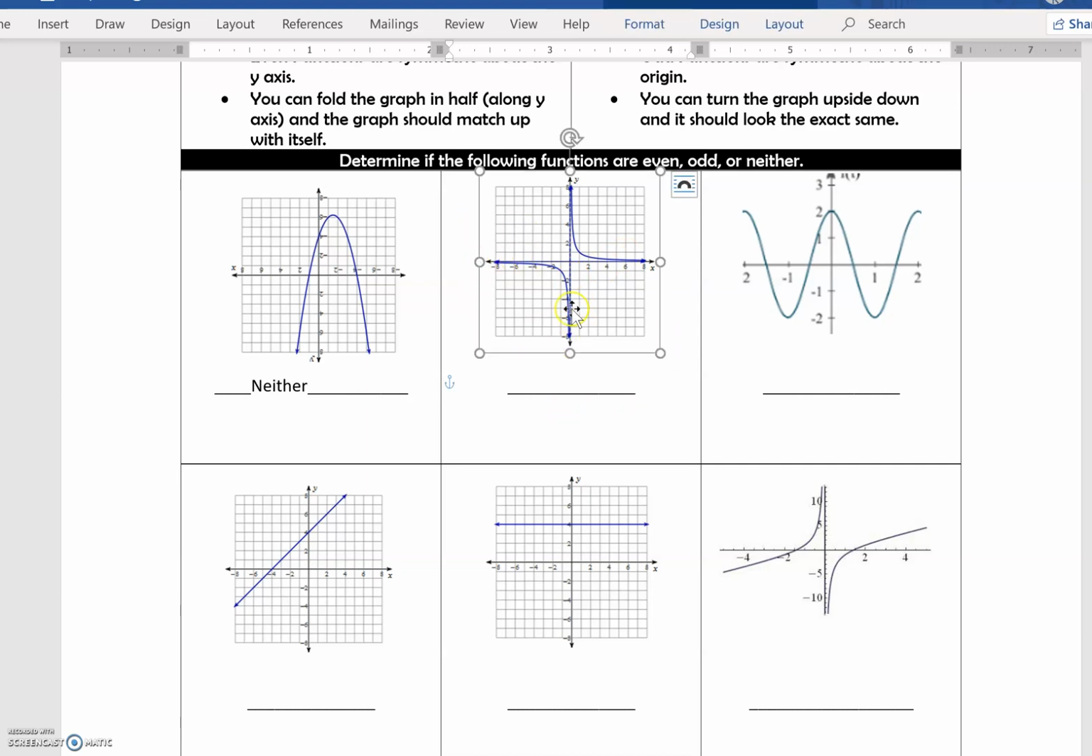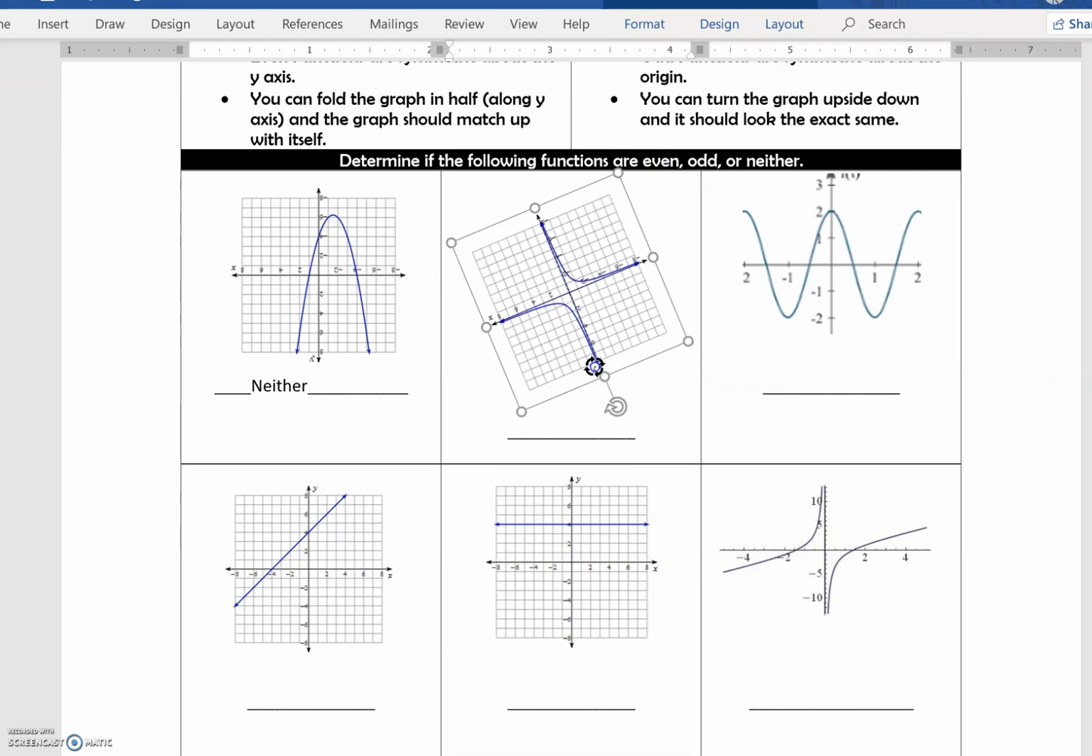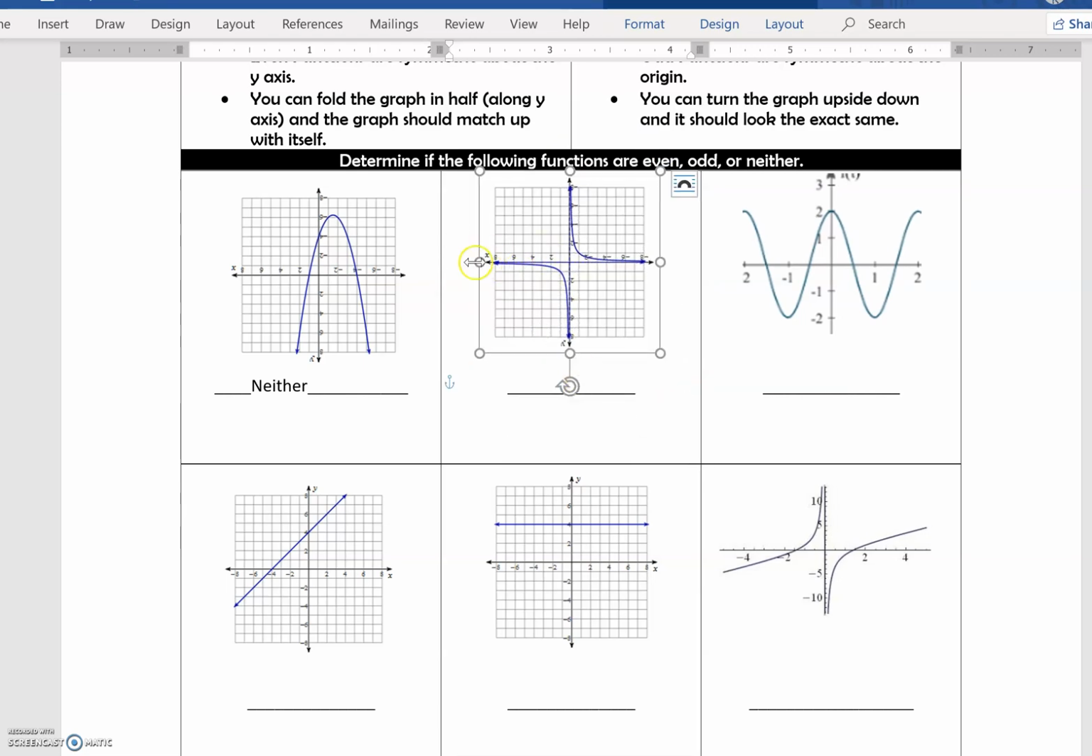So remember, we're swoopy down on the left and swoopy up on the right. That was my non-mathematical way of describing it. So we're swoopy here on the left and swoopy on the right. So it has rotational symmetry, so it is an odd function.